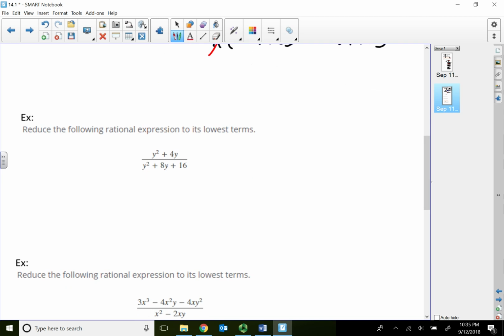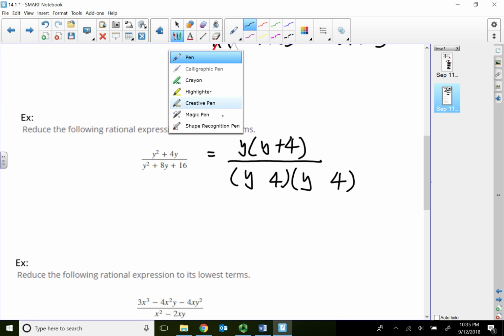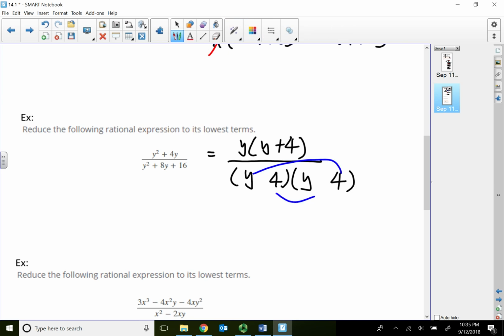All right, this one right here, the numerator, I think I can factor out a y. So what's left is y plus 4 over, my denominator is a trinomial. For y squared, I can use y and y. For 16, most of us use 4 and 4, which will work out perfectly because my outer is 4, my inner is 4, so that gives me 8 in the middle. Since the last sign is positive and I need a positive 8y in the middle, then my 2 signs have to be positive.